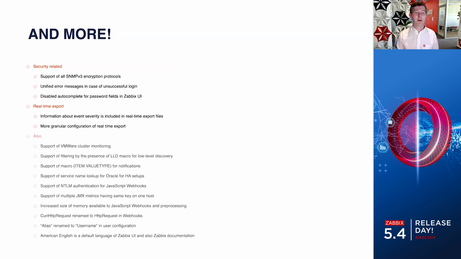Finally, we also support VMware cluster monitoring. What's also interesting here, Oracle availability setup. If you have an Oracle database, you may run an HA setup, and Zabbix will switch in a clean way from one node to another. What else? For those who are interested in Java monitoring, we support multiple JMX metrics having the same key on the same host, and some other changes as well.